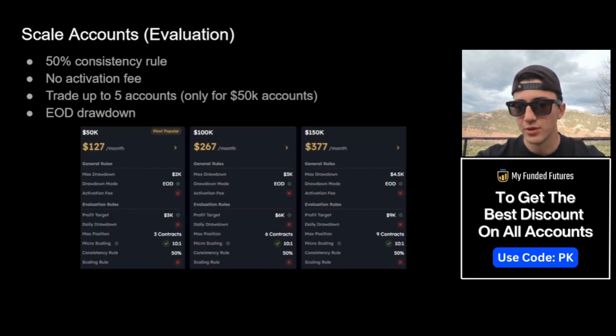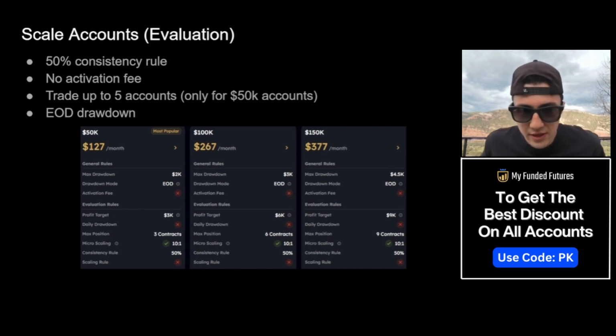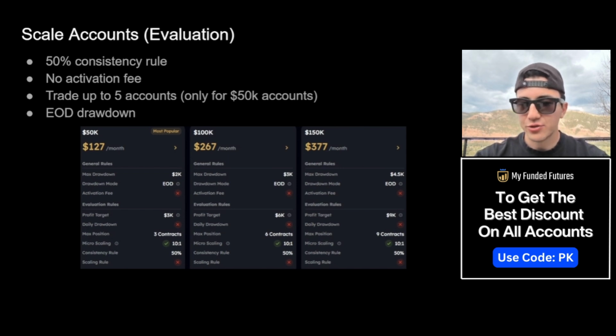Moving on to the next account type, which is the scale account. Basically the same rules as the core accounts in terms that there is a 50% consistency rule. There is no activation fee. You can copy trade up to 5 of these accounts as long as they are all 50Ks. So you cannot copy trade 5 100Ks or 150Ks. But what I do personally is I copy trade the 50Ks. That's just what I'm comfortable with, but you do you. And once again, end of day drawdown.